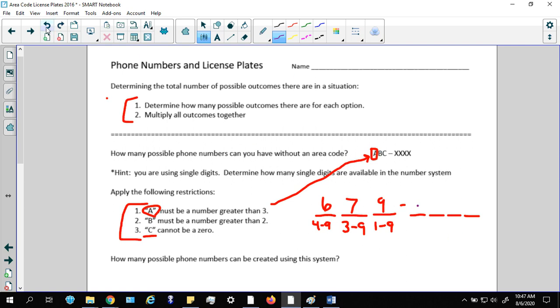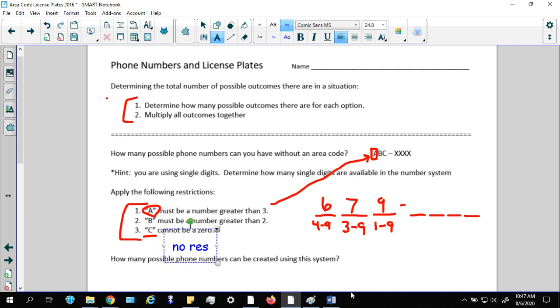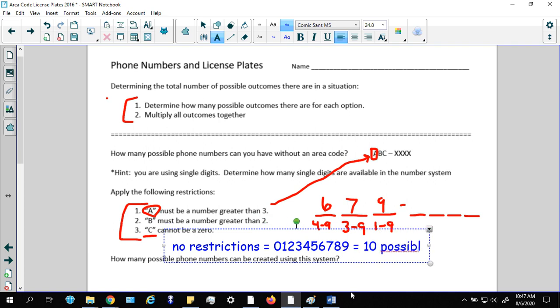Now, the last 4 here, this one, this one, this one, and this one, there's no restrictions. So if you have no restrictions, I'm going to type this just so you can make this out. That means it can be a 0, a 1, a 2, a 3, a 4, 5, 6, 7, 8, 9, which gives you a total of 10 possibilities. I did not spell that right.